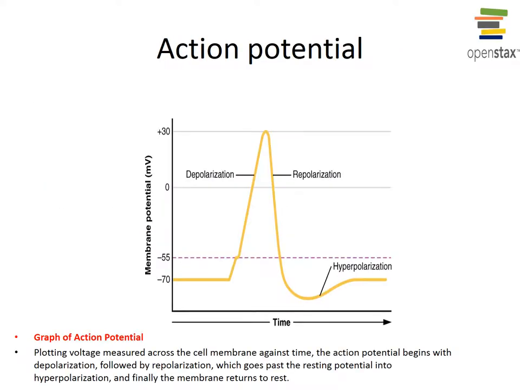And here you can see the phases of an action potential. Hyperpolarization can sometimes occur because potassium channels are slow to close, so the membrane potential can actually go below minus 70 millivolts.